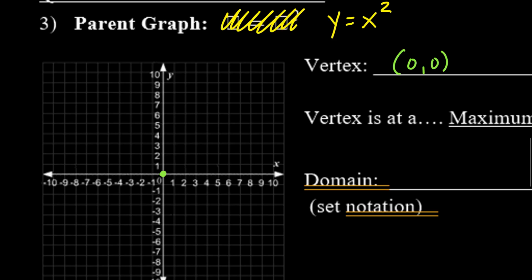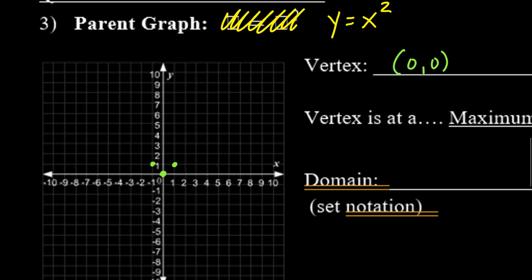So where is my next perfect point? How do you know 1, 1? So here, if I put in a value of 1 for x in my equation, what is 1 squared? 1. So if x is 1, y is 1. My next perfect point is 1, 1. And on the other side, what can I now graph? Negative 1, 1.